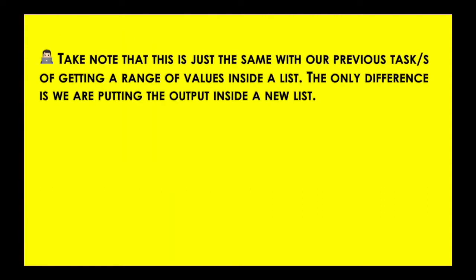And now, take note, guys, that slicing is just the same as our previous task of getting a range of values inside a list. But the only difference now with slicing is that we are putting the output of those sliced items inside a new list. So we have some input coming from an existing list, and the output of that is considered a new list. That is basically what slicing means.